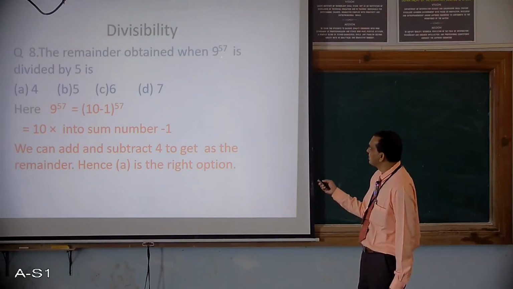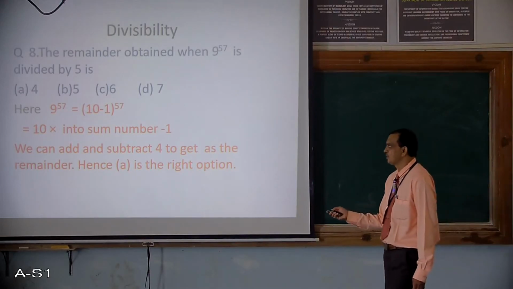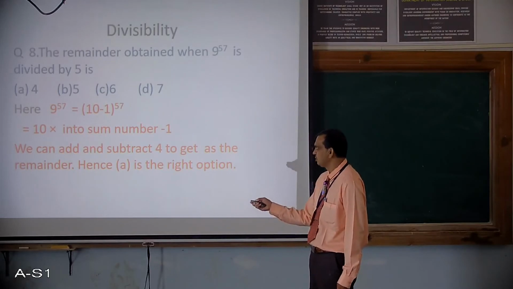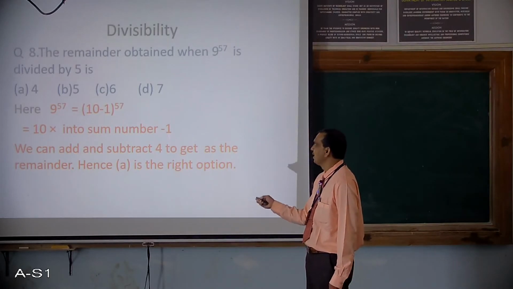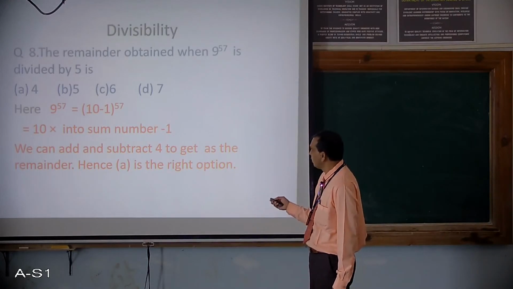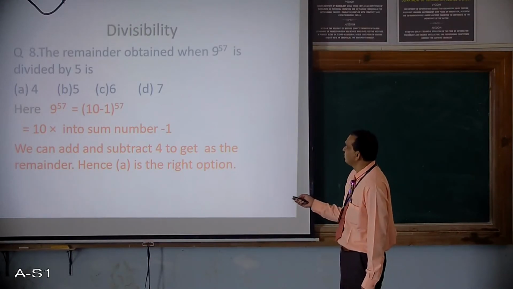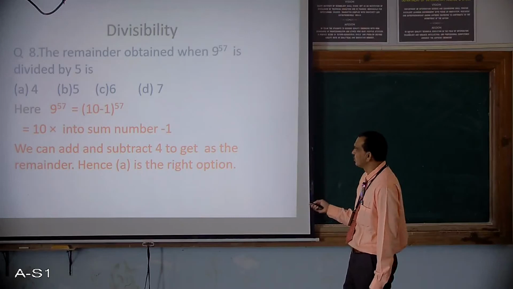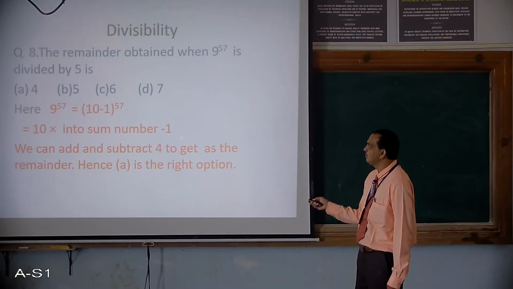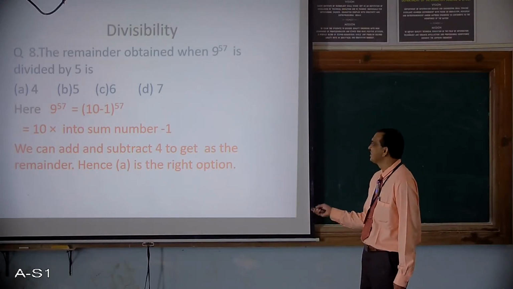So what we will do is simply write it as 10 minus 1 raised to 57. Now when you write 10 minus 1 raised to 57, again this will be split into 10 into some number, minus 1, and minus 1 raised to 57 is minus 1. Again, we want to achieve 5, so we add 4 to get 4 as the remainder. We add 4 and subtract 4. So minus 5 will come here and that will be divisible, but plus 4 will remain and we will get 4 as the remainder. Hence A is the right option.